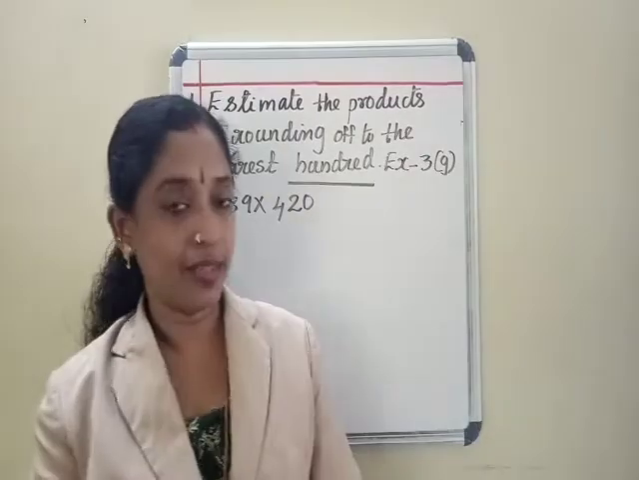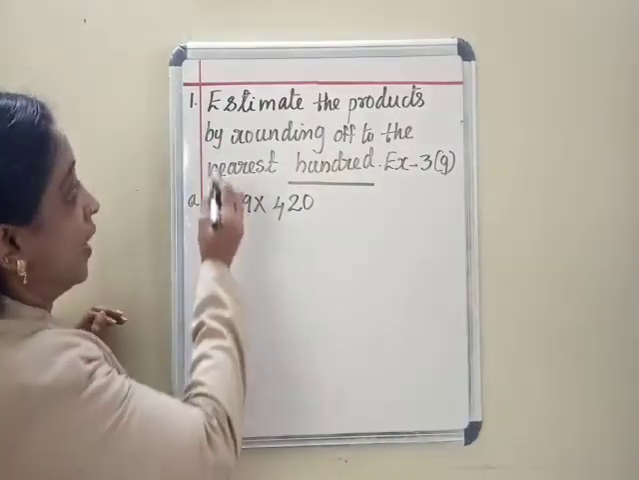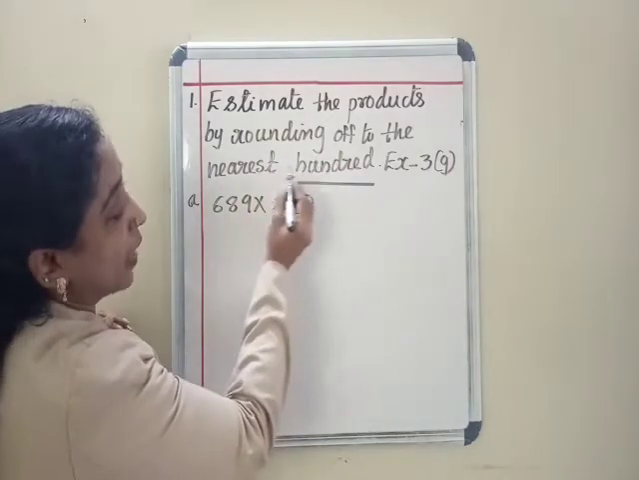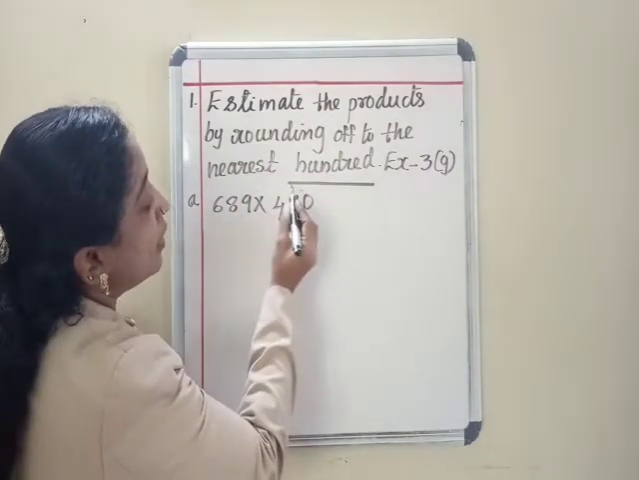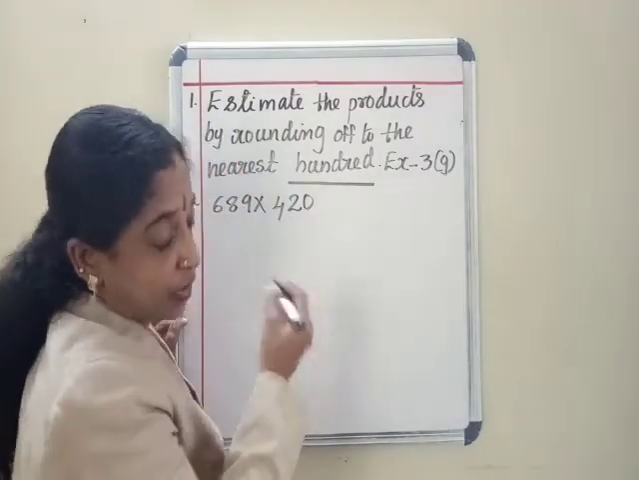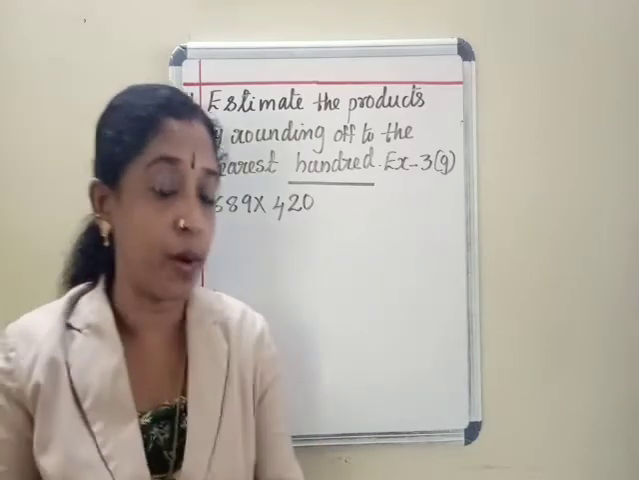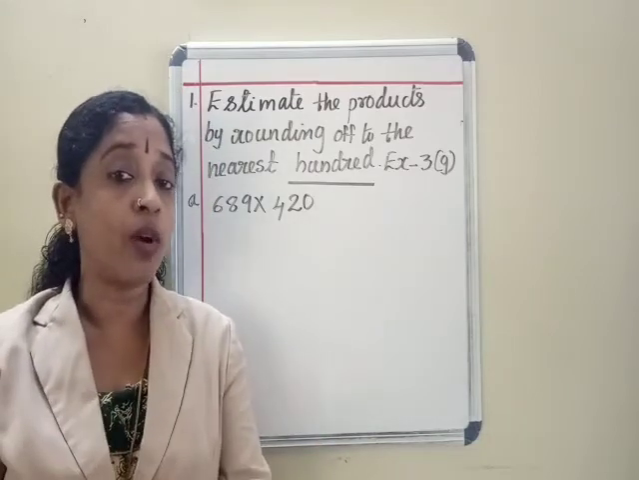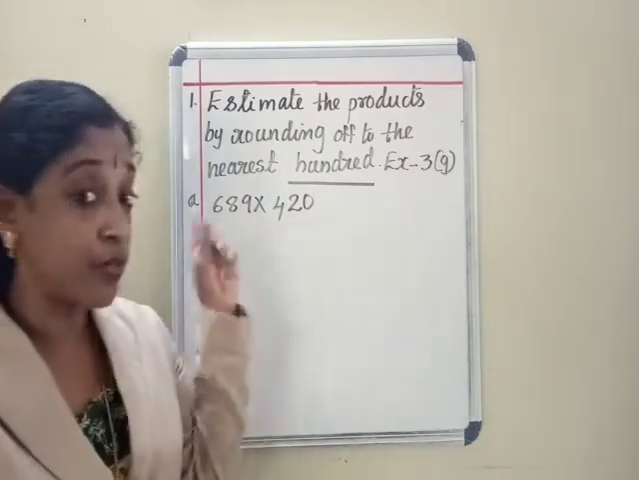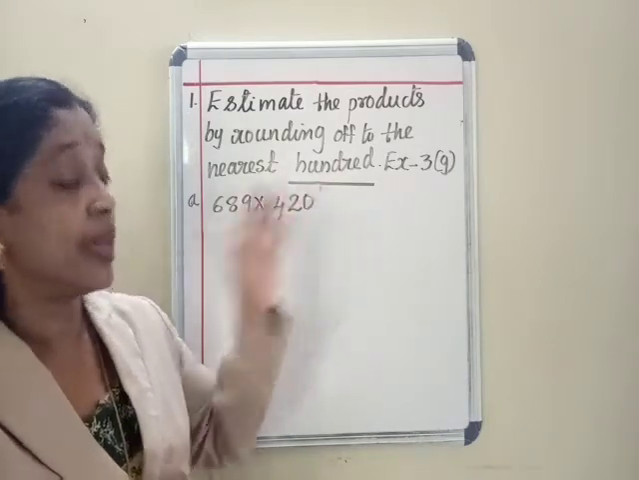Children, the question is this. Please copy down. Take the next page and copy down. Estimate the products by rounding off to the nearest hundred. Exercise 3G. These questions are from your textbook. Products means when we are multiplying two numbers, the answer is called what? Products. But here we have to find what? Estimated products rounded off to the nearest hundred.